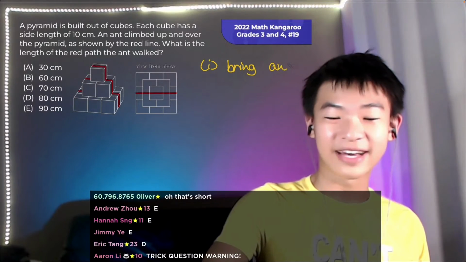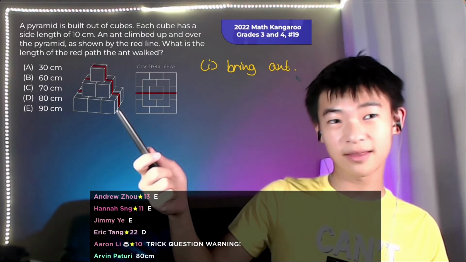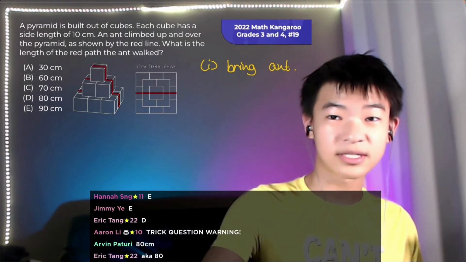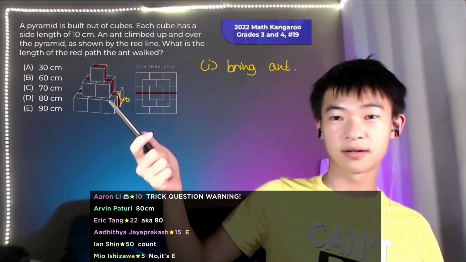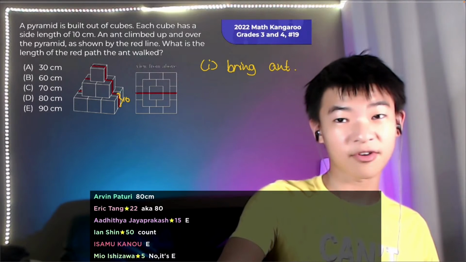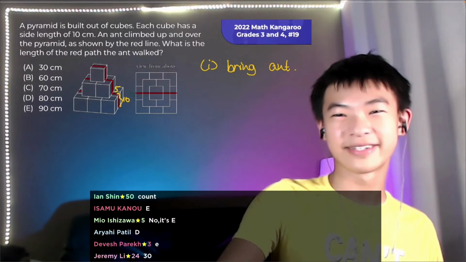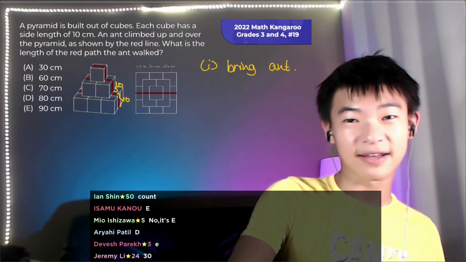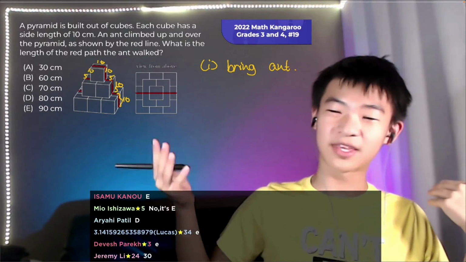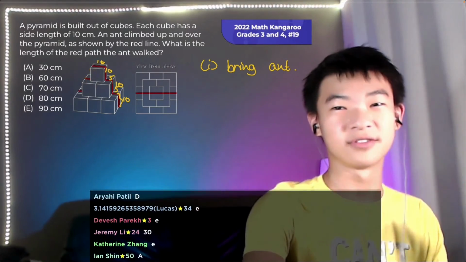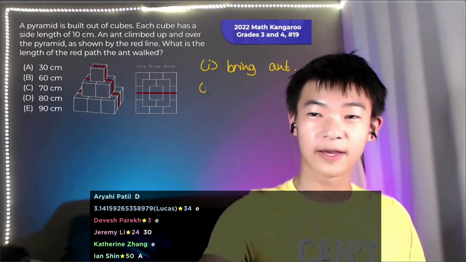But the way I was thinking of actually is we could count each length individually. For example, we could count this length. This up here, that would be 10. And then this right here, well, that would be 5 because that's half of the side length of the cube here. And then we have another 10, then another 5, and then another 10, and then a 10, a 5. We could keep going like that. We could do individual side lengths. Okay, I will write this down. Individuals.